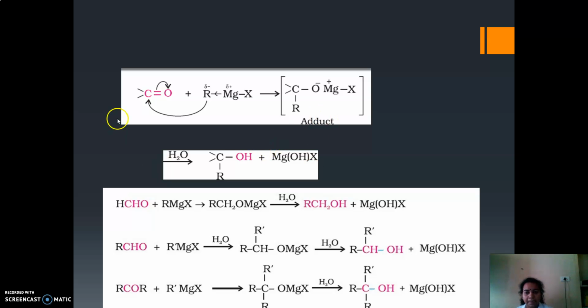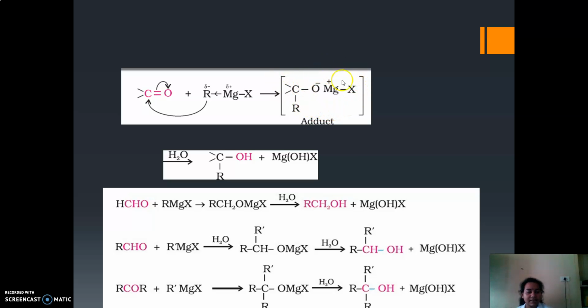Here you can see this is the carbonyl compound, from aldehyde and ketone we are making our alcohol. So here we can see the Grignard reagent. We know in the Grignard reagent magnesium has a positive charge and the alkyl group has a negative charge. In the first step, the alkyl group attaches to the carbon, so the bond will shift. So there is a negative charge created on the oxygen. So there our magnesium will attach. So there is a formation of adduct.